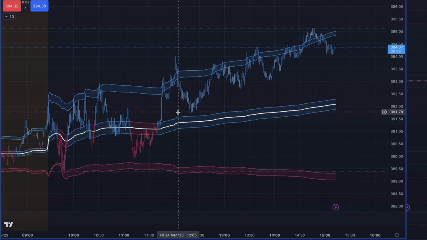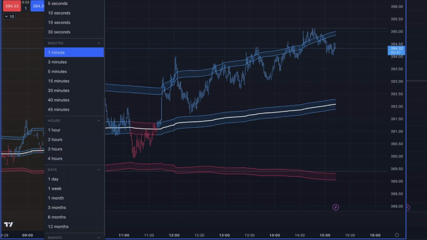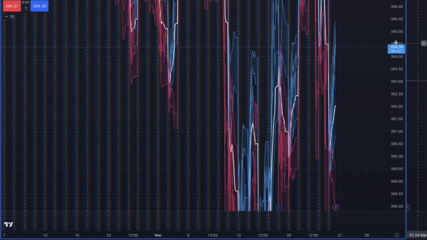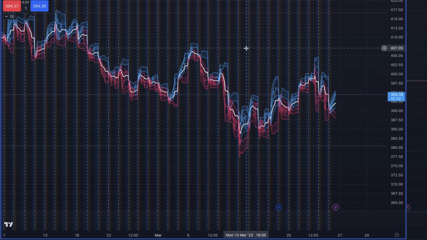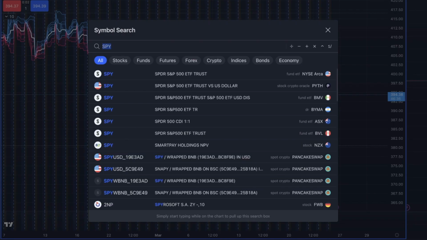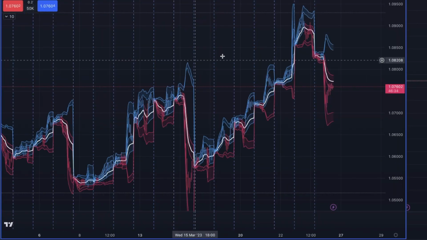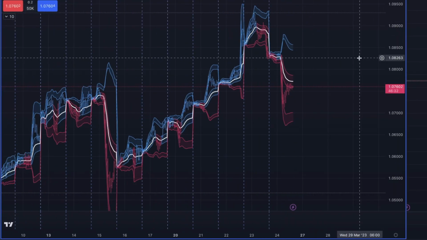And when I started trading, I would always look at the hour time frame. So let's just jump into, we're looking at SPY, by the way, and we're looking at it now on the 1 hour time frame. Let's switch over to a forex pair. Okay. Let's look at this.